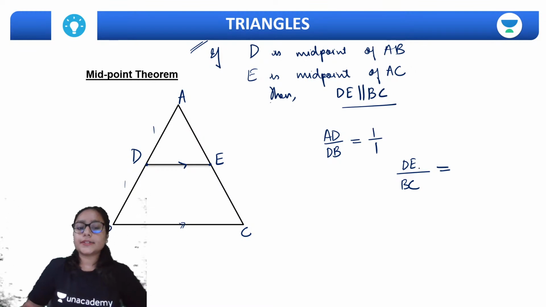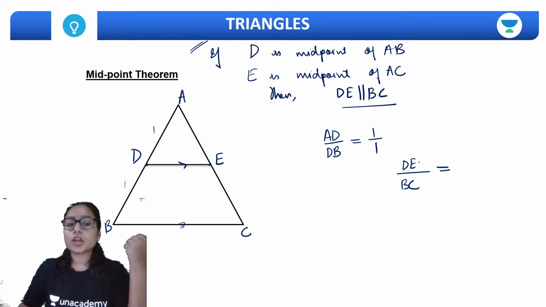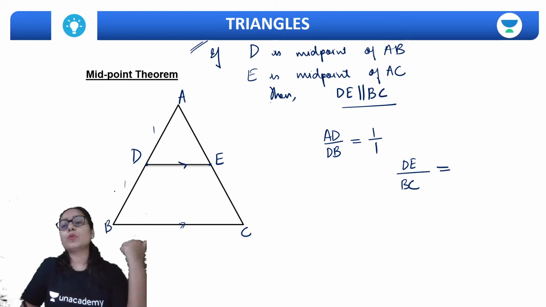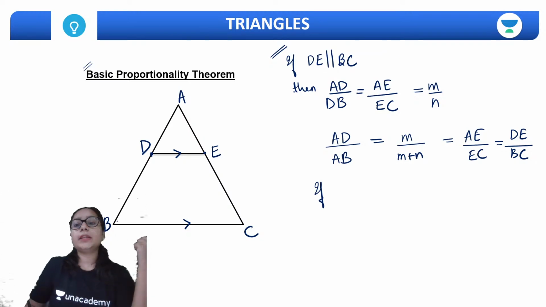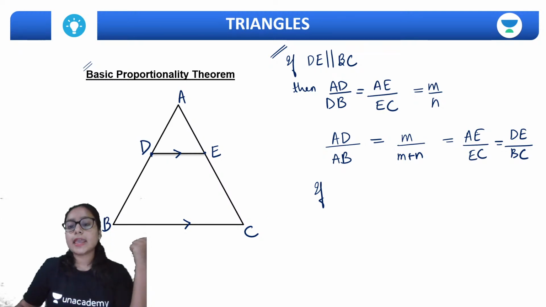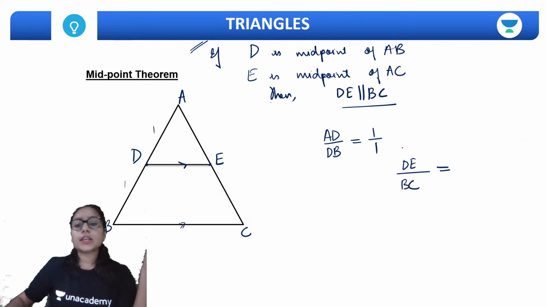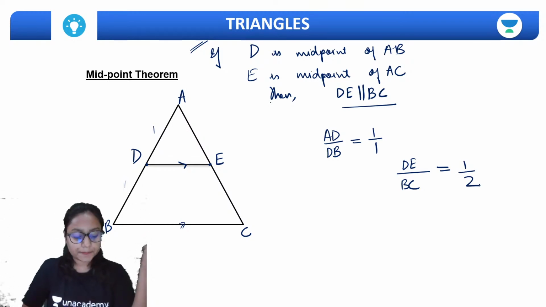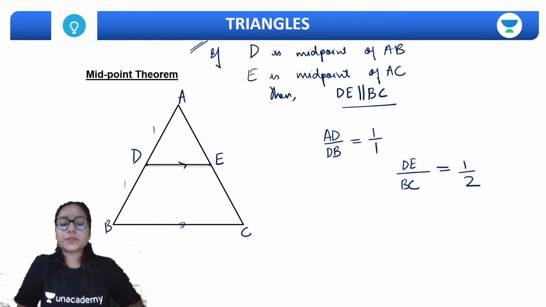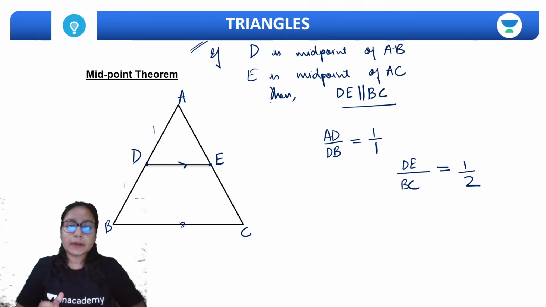Correct. Alright. So what we did in the previous theorem: if the ratio of AD to DB is m is to n, then the ratio of DE to BC is m upon m plus n. So in this case, m and n are 1, so this becomes 1 by 2. I hope these two theorems are clear: the basic proportionality theorem and the midpoint theorem. All of you, please confirm.